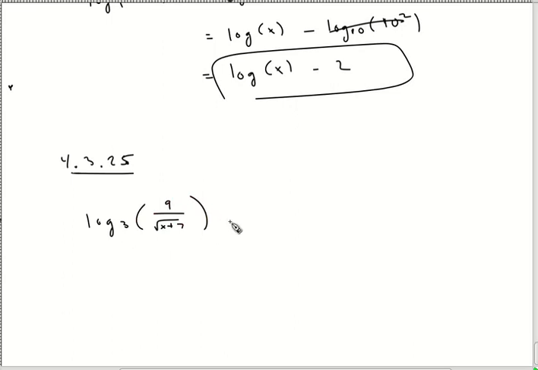So they say expand it. Notice that we have a division, right? So the first thing I'm inclined to do is split it up with a minus sign between them. So it looks kind of like this here.